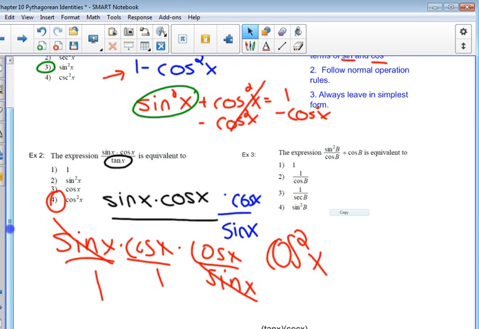Okay, now example 3 is a little bit tricky. Do we have everything in terms of sine and cosine? Yeah. So we're adding fractions here. Who can tell me what we need when we add fractions? Common denominator. Yeah. Actually, it's still a trig function. What a pain. So, Deanna, go ahead.